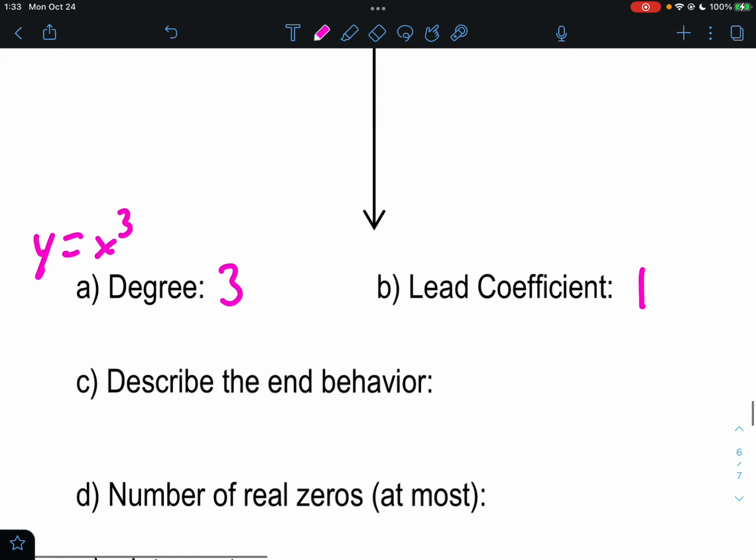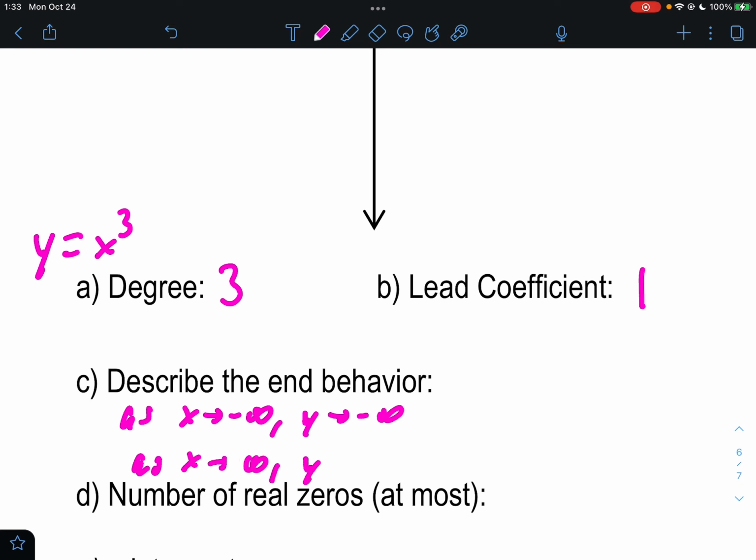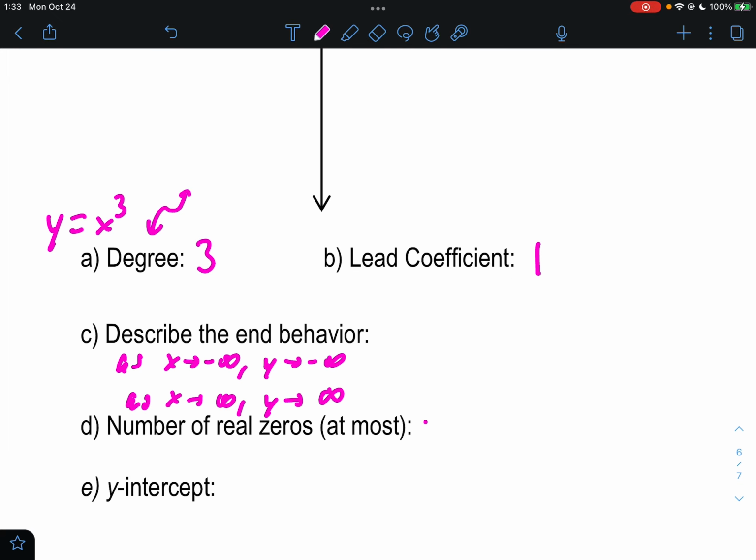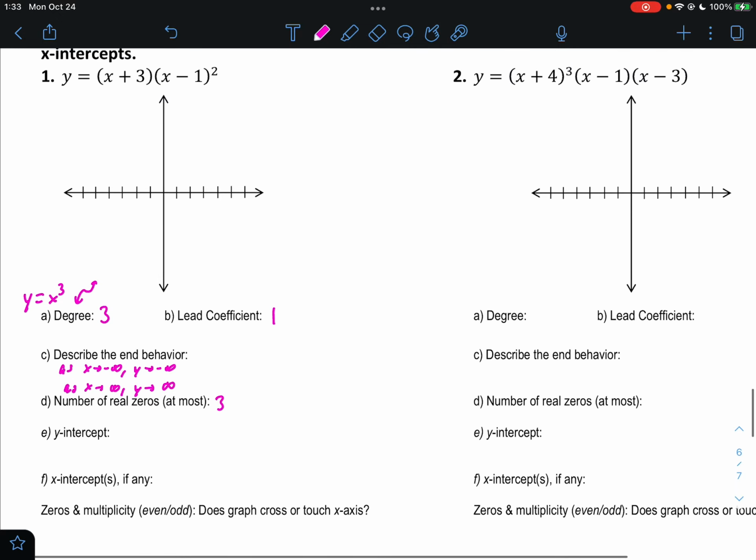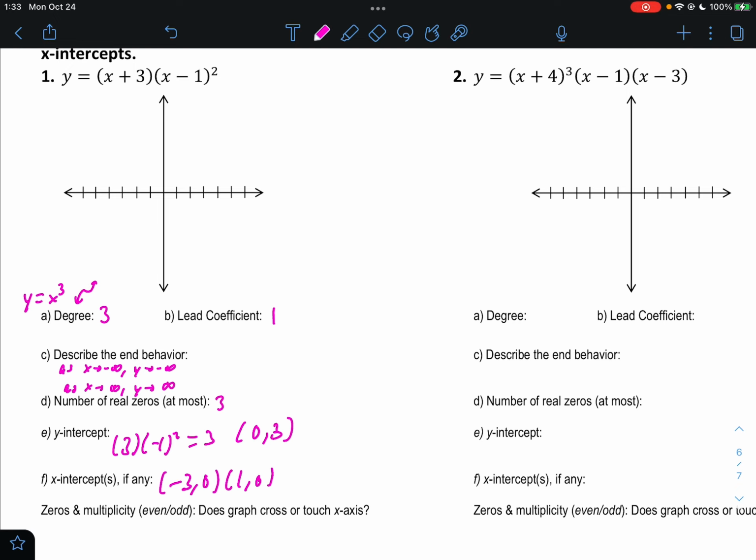So describe the end behavior. As x approaches negative infinity, y will approach negative infinity. As x approaches positive infinity, y approaches positive infinity. Because the graph's going to look like this. The most zeros it can have is 3. The y-intercept: if we put 0 in for x, we're going to get 3 times negative 1 squared, which is 3 times 1, which is 3. So 0, 3. The x-intercepts are negative 3, 0, and 1, 0.